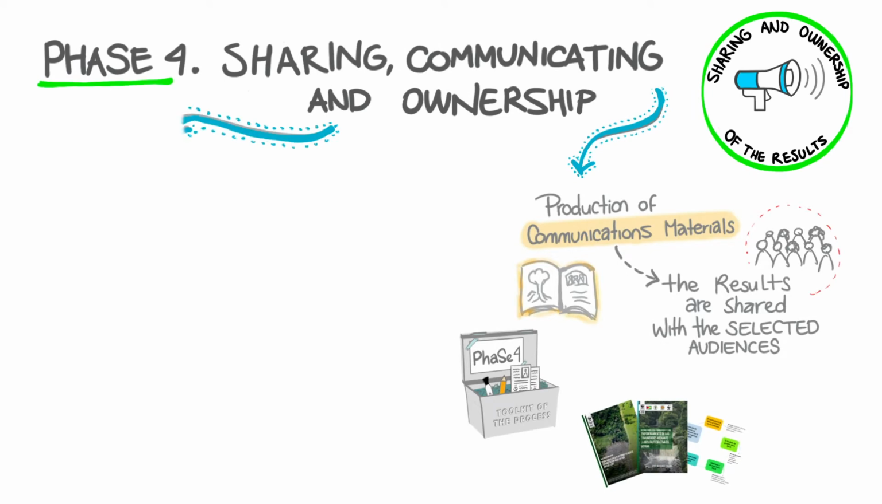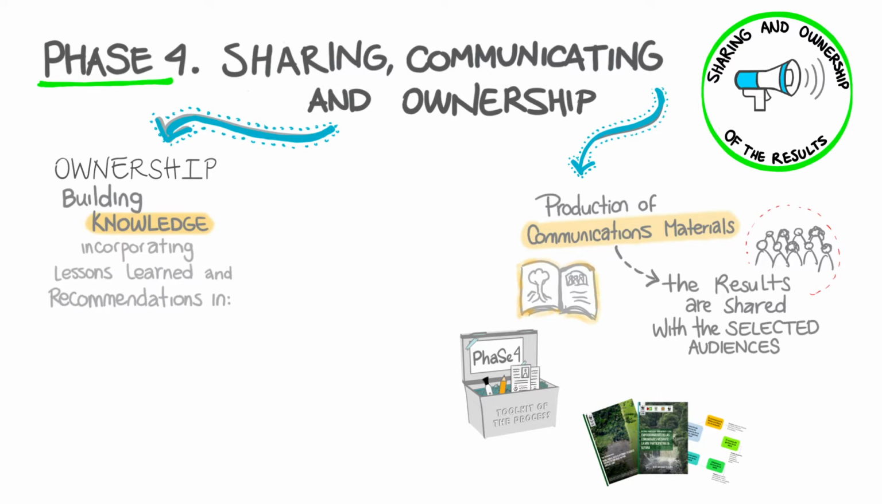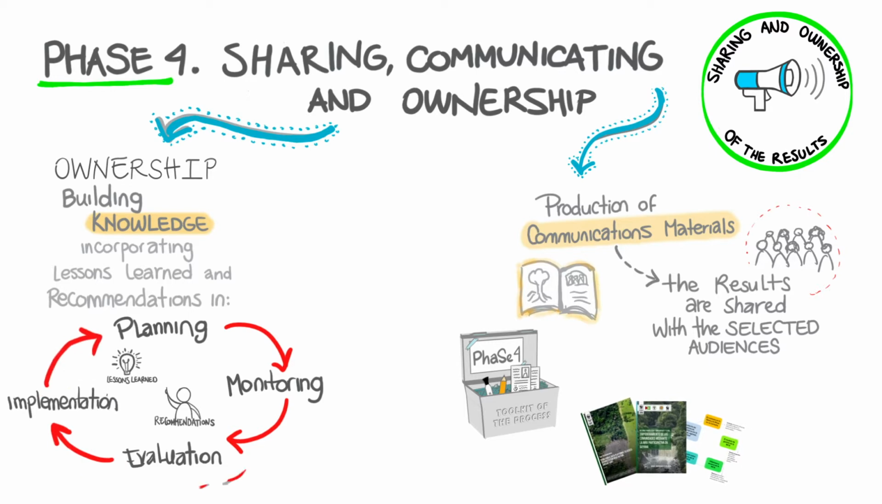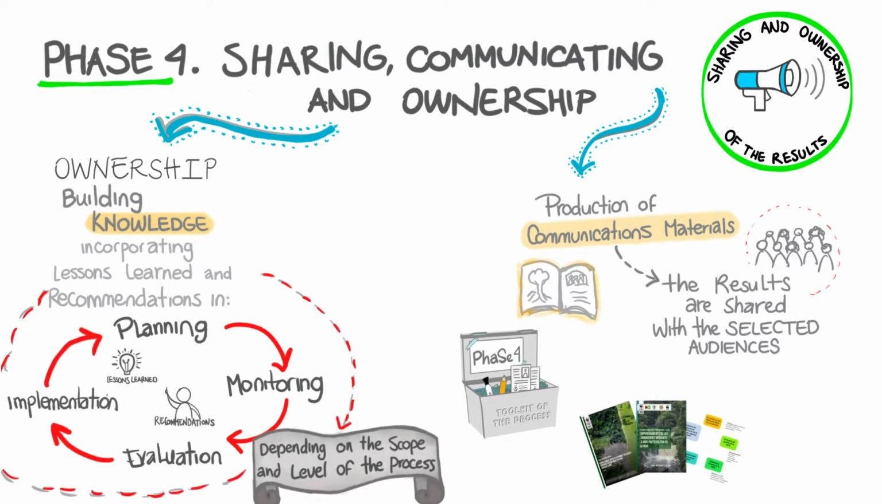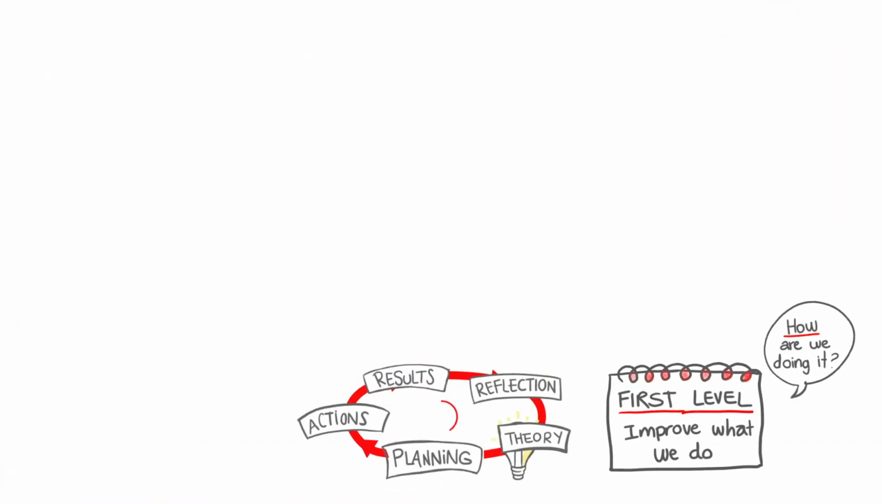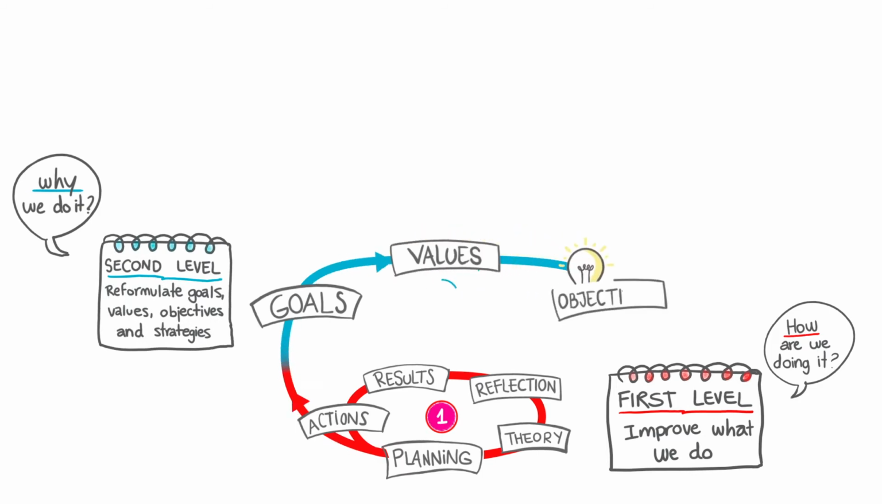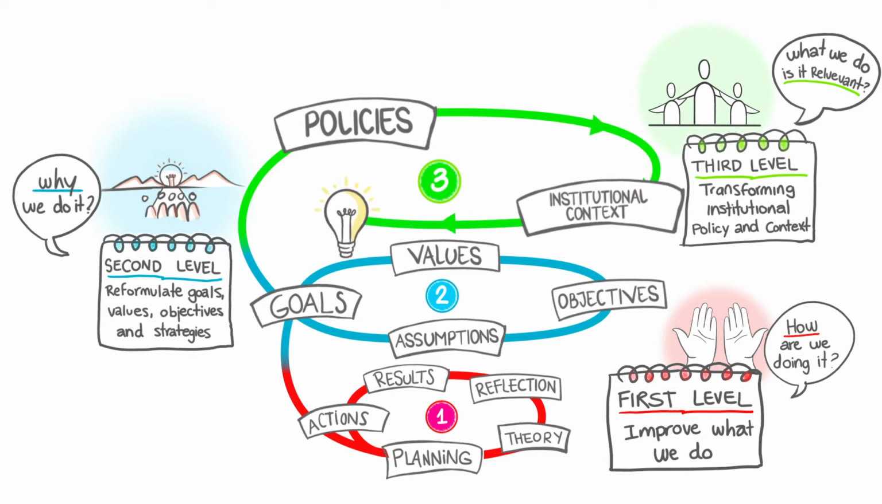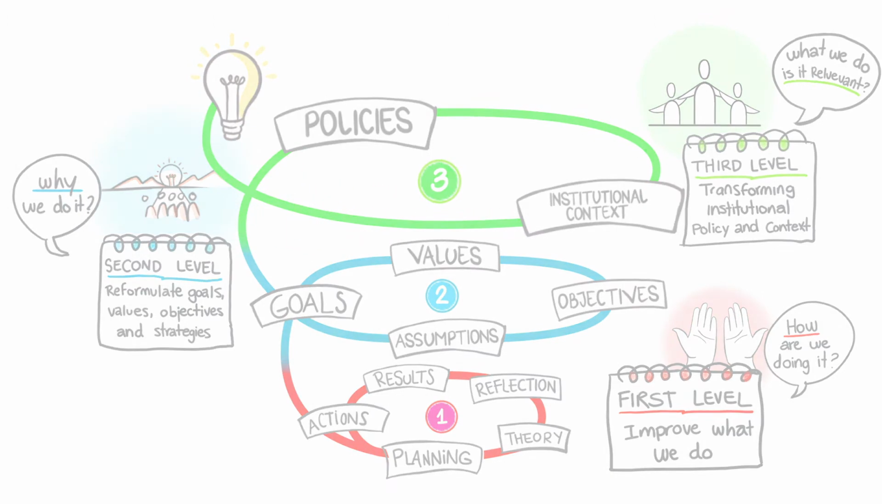Additionally, ownership is especially important for the learning process. It entails building knowledge by incorporating lessons learnt and recommendations in planning, monitoring, evaluation and implementation processes, depending on the scope and level of the learning process. Knowledge building can occur in any of the 3 levels of institutional learning. Improving the practice, improving the goals and objectives, or rethinking the institutional mission.